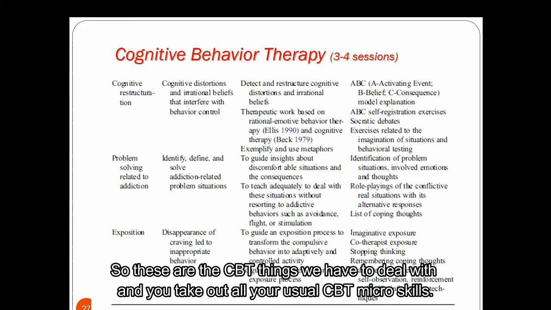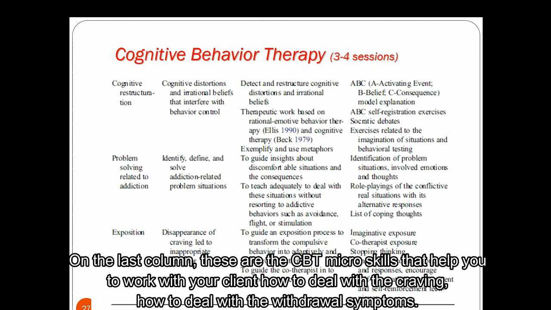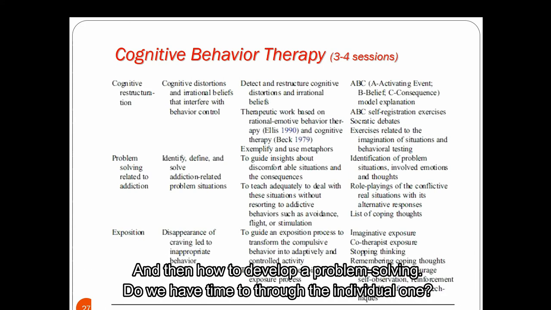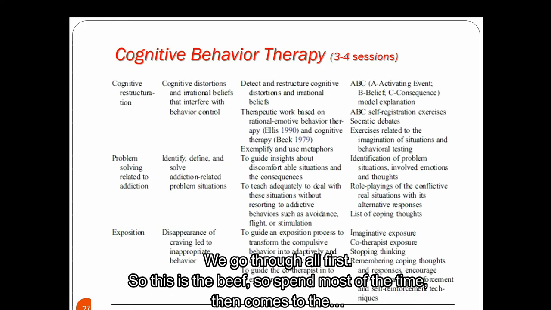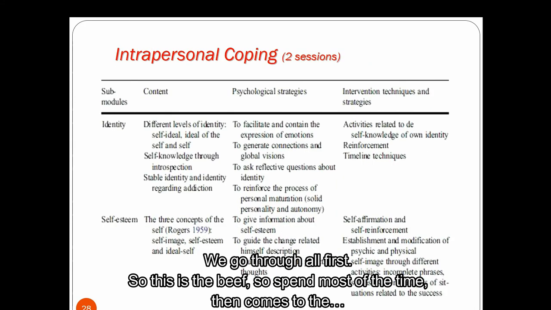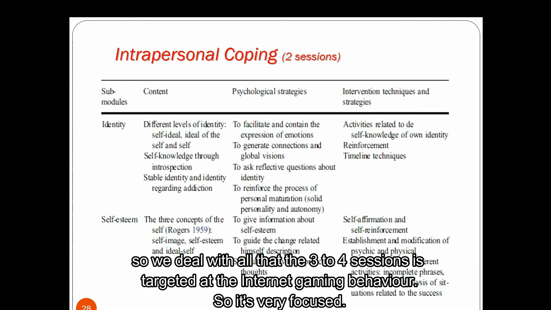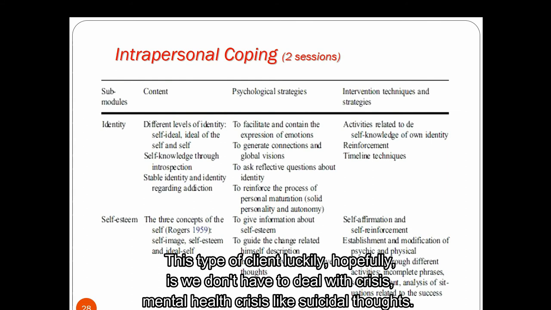And you take out all your usual CBT micro skills. On the last column, these are the CBT micro skills that help you work with your client on how to deal with the craving and the withdrawal symptoms, and how to develop problem solving. Do we have time to go through the individual ones? Yes and no. We go through all of them first. This is the bulk, so we spend most of the time here. The 3 to 4 session CBT is targeted at the internet gaming behavior. So it's very focused.